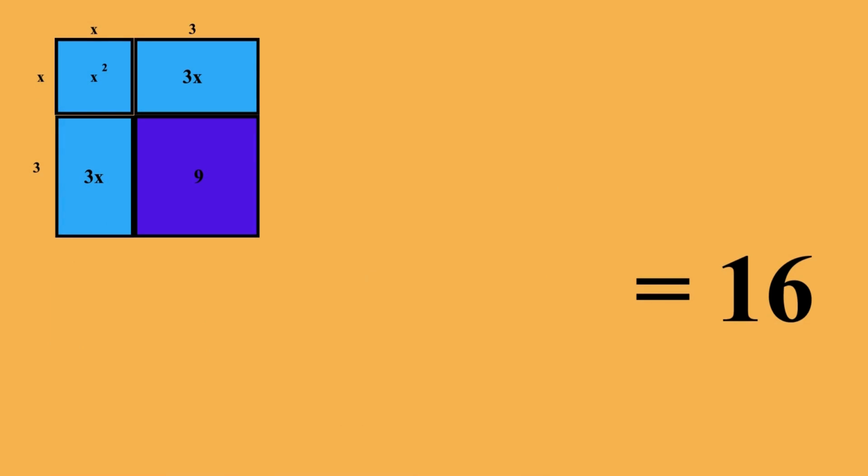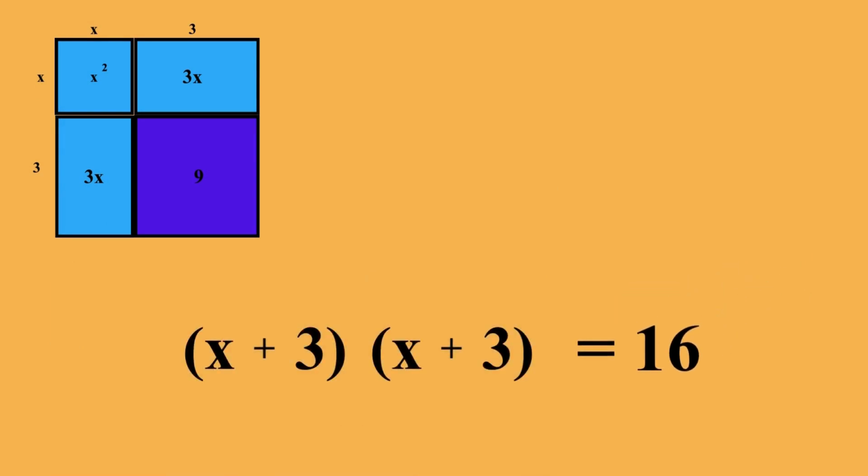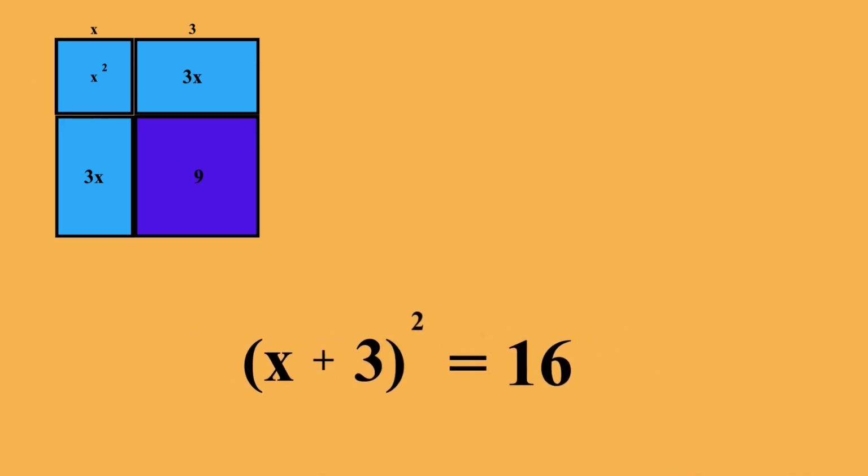Now, the area of this whole square is going to be x plus 3 times x plus 3. So we can say that x plus 3 times x plus 3 is equal to 16. So x plus 3 squared is equal to 16.